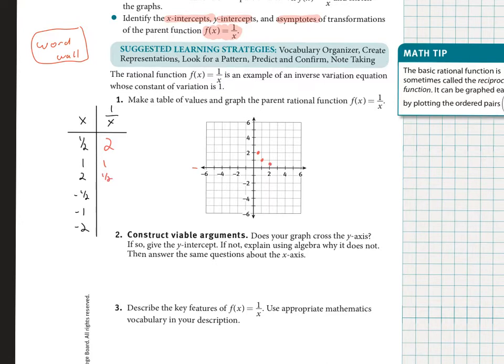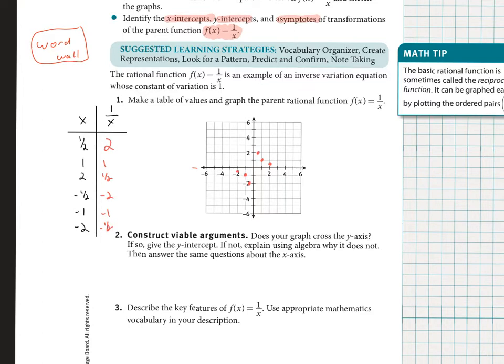And on the negative side, it's very similar. 1 divided by negative half would be negative 2. 1 divided by negative 1 would be negative 1. And if I put a negative 2 in there, I get a negative 1 half. So on the other side, it's very symmetric. Negative 2 goes through negative 1 half, negative 1, negative 1, and negative half, negative 2.